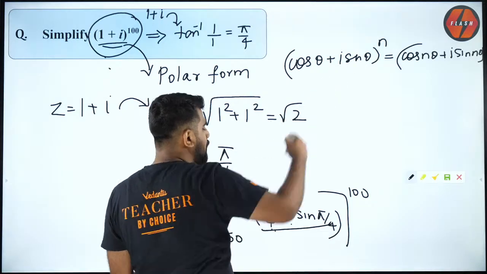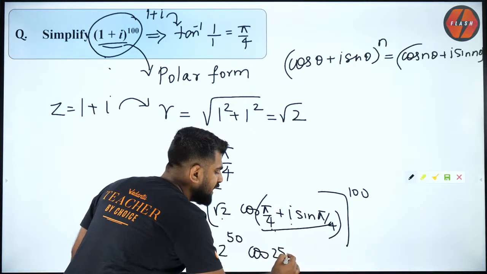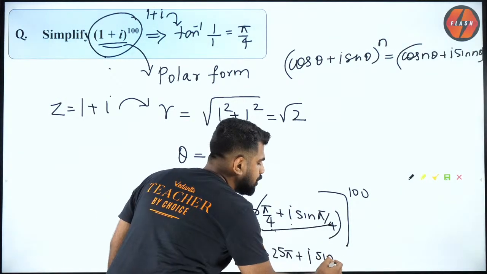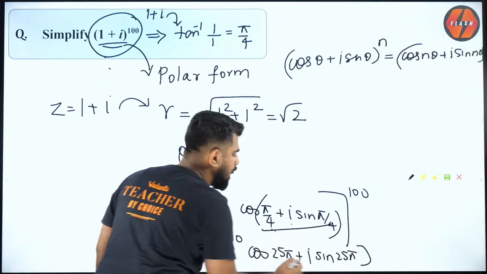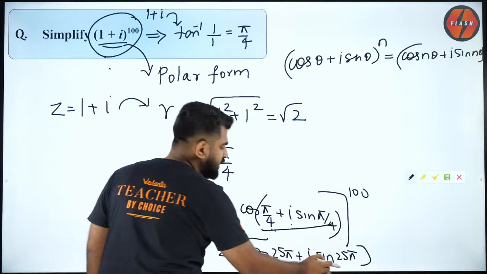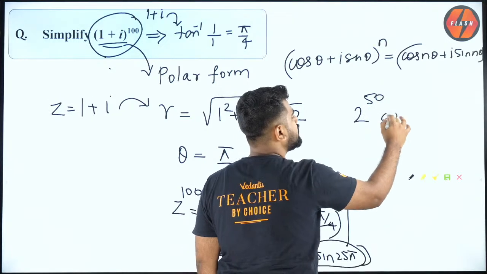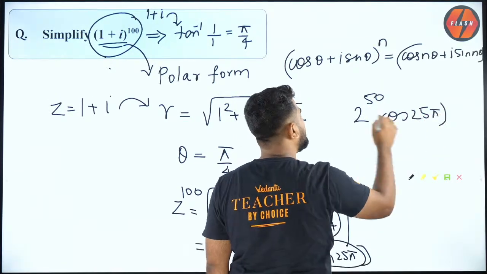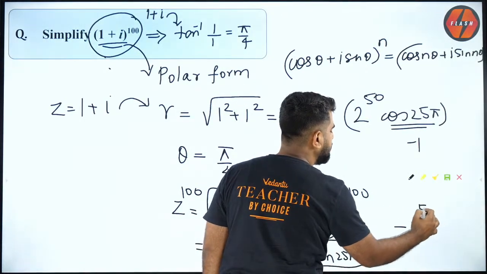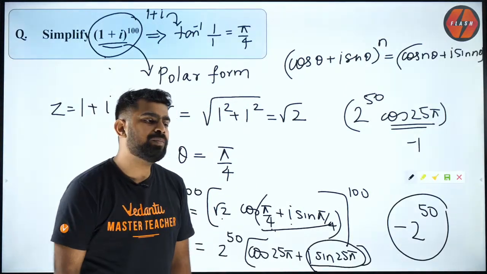Now I can use that formula, which will be cos of 100 into pi by 4, which will be 25 pi, plus sine of 100 into pi by 4, which will be again 25 pi. So I'll have cos 25 pi plus iota sine 25 pi, where the sine part will be 0. So the answer is 2 to the power 50 cos 25 pi. Cos of 25 pi is minus 1. So the answer is minus 2 to the power 50, which is absolutely correct. Everybody clear with it?